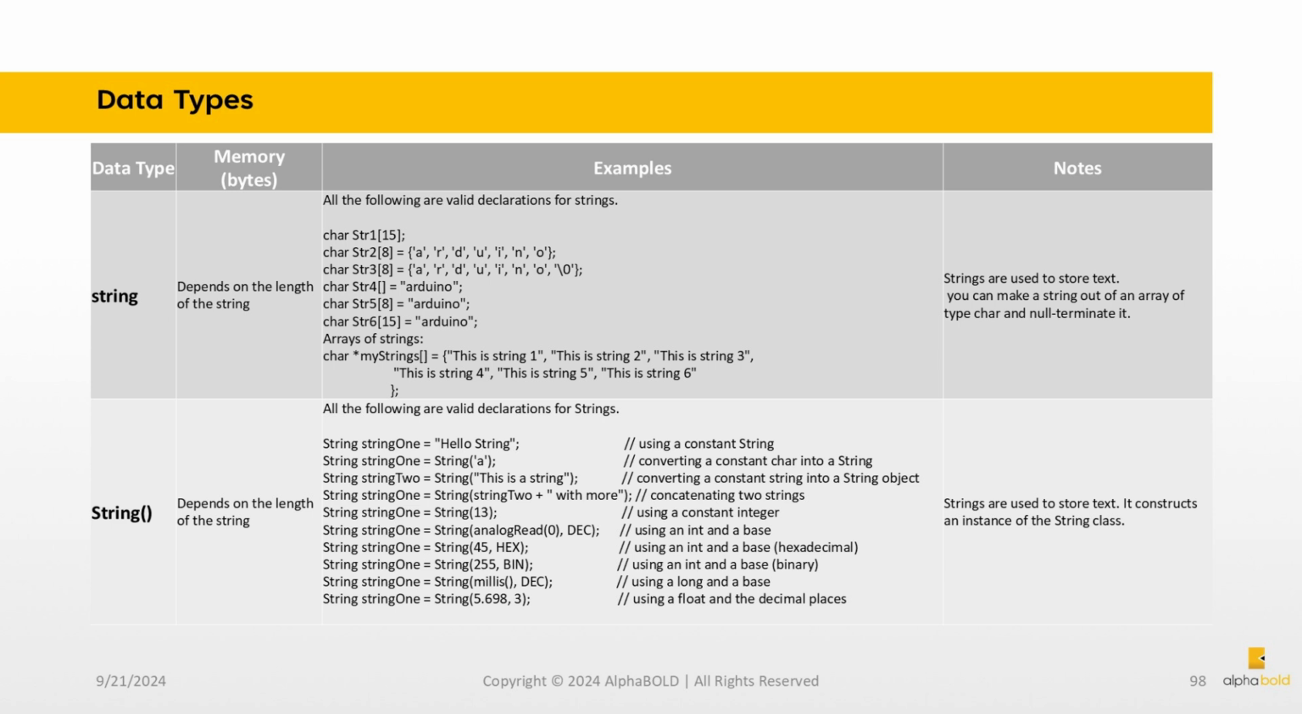String is a data type used to store text. In Arduino, there are two ways to work with strings. Character arrays. A string can be represented as an array of characters, char, terminated by a null character, \0. This is a more traditional approach. String class. Arduino provides a built-in String class. This class offers methods for manipulating strings, such as concatenation, comparison, and conversion to other data types.